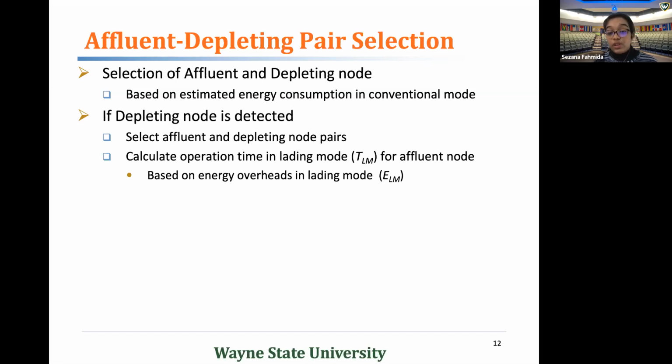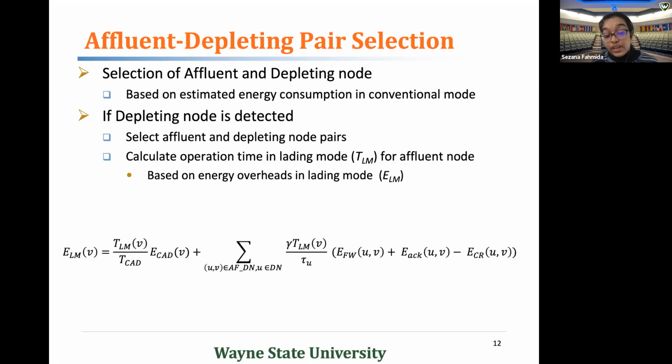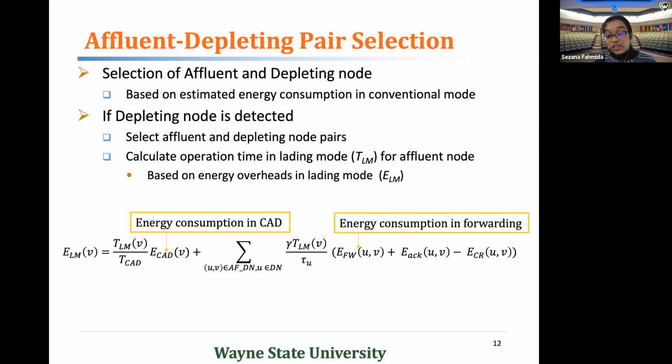Now let's look at this energy overhead a bit deeper. There are three main components of energy overhead for an affluent node V in lading mode. These are the energy consumption in CAD, the energy consumption in forwarding the depleting node U's packets to the gateway, and then the energy consumption for acknowledgement.